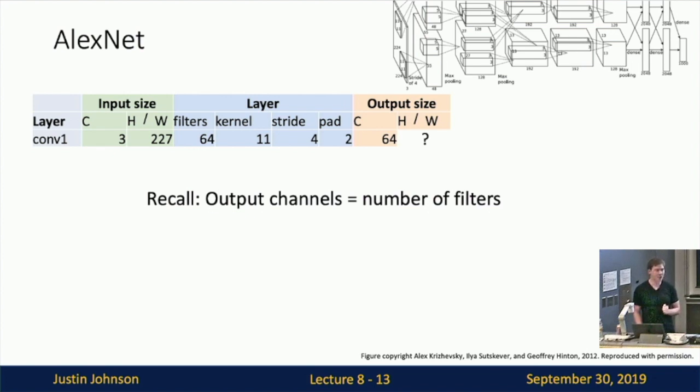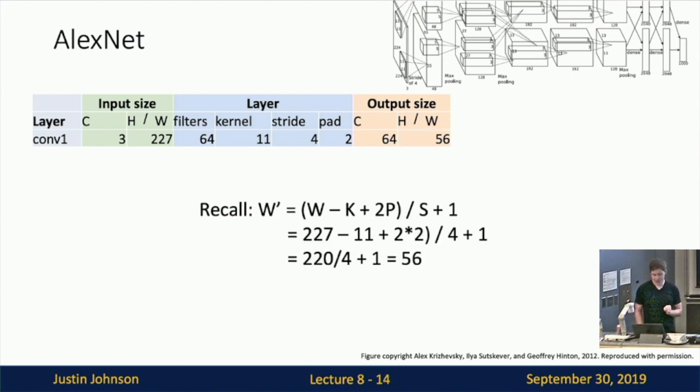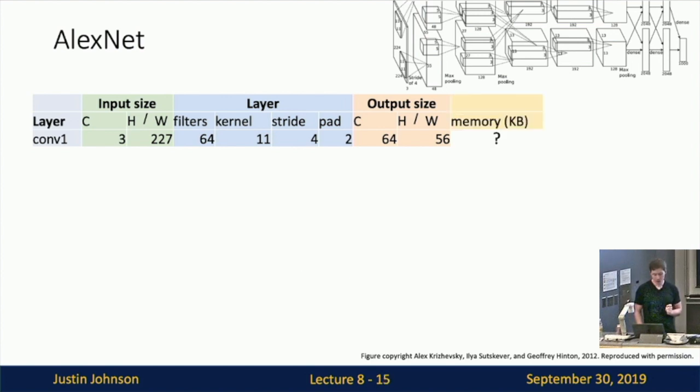Anyone want to take a guess at the output spatial size of this first convolution layer? Yeah, 56. So if you remember this formula from the slide on the last lecture, we know that the output size is equal to the input size minus the kernel size plus 2 times the padding, divided by the stride, plus 1. If you plug in those numbers, you see that we get 56 for the output of this first layer. Now, another question: how much memory would this output feature map consume in kilobytes?